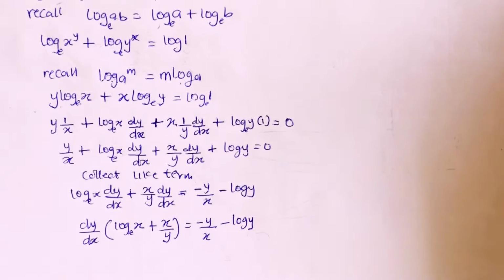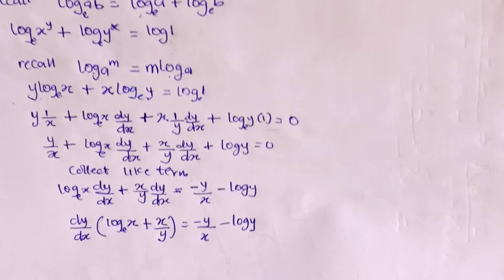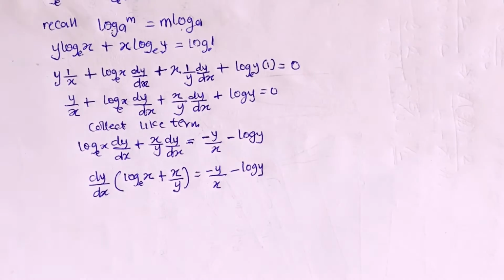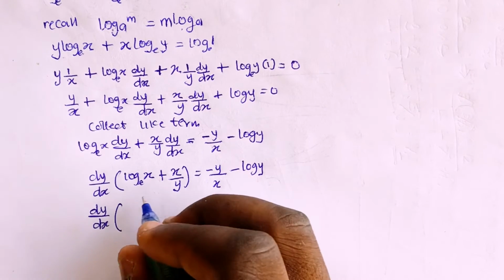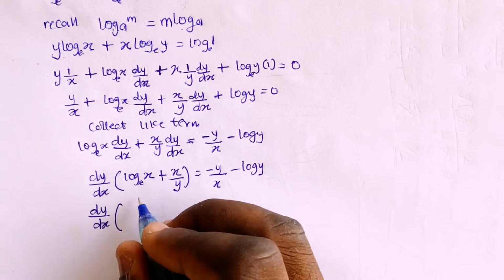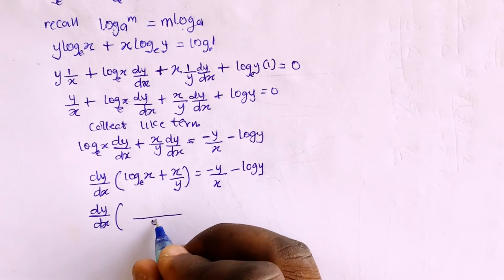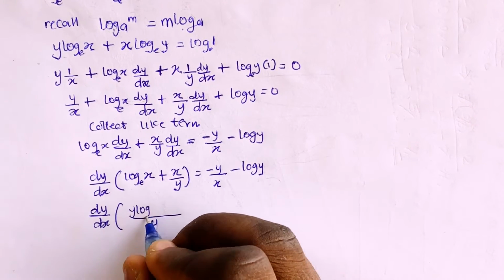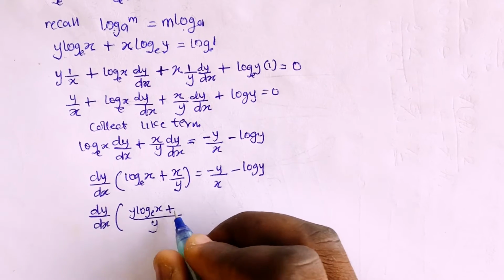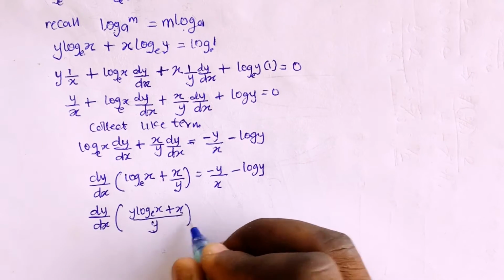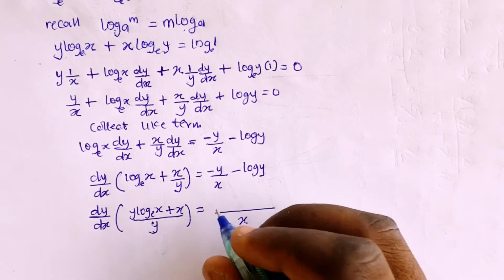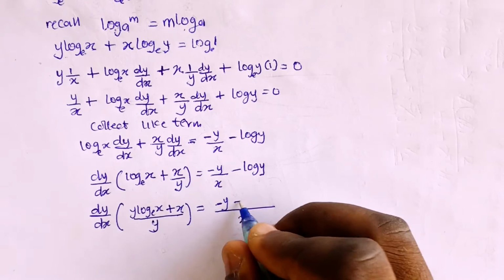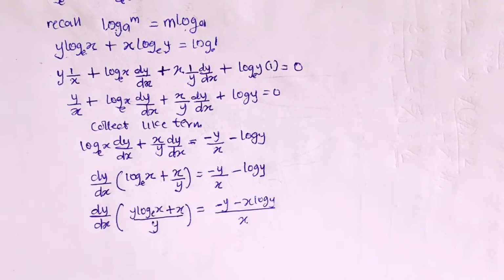I can find the LCM here. Finding the LCM here, I'm having y over x into brackets. That's actually, even this one divided by 1, I'm having y. That will be y log x plus x, right? Equals to, finding the LCM here, I'm having x in this case. I'm having minus y minus x log y. Find the LCM.